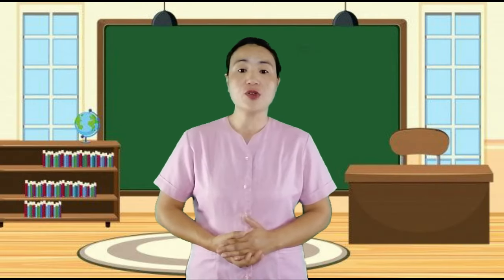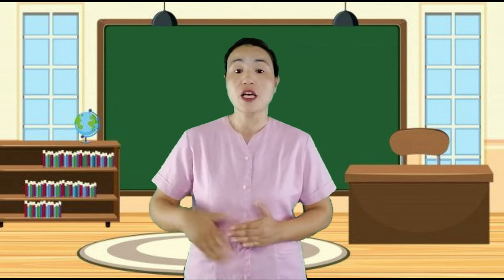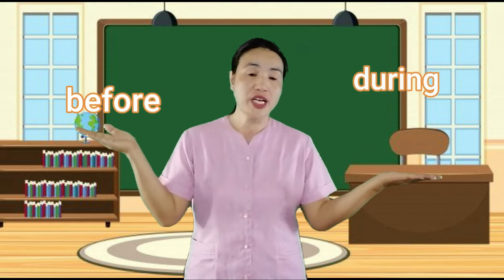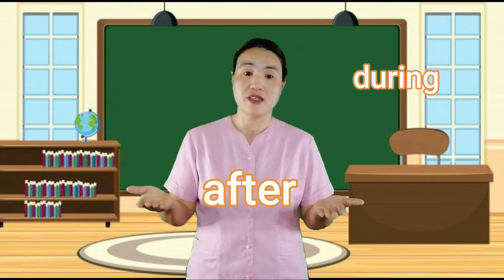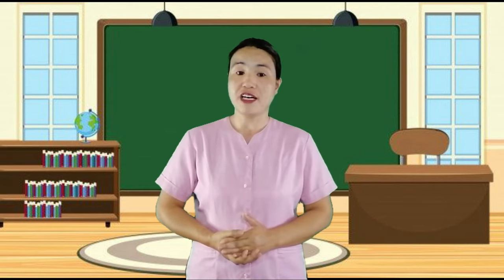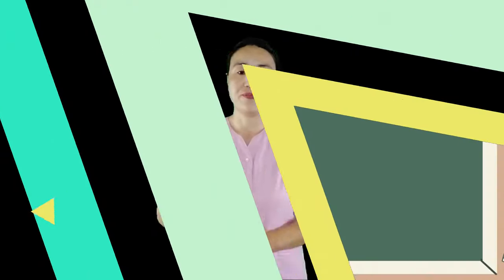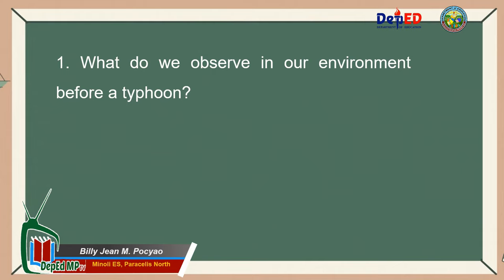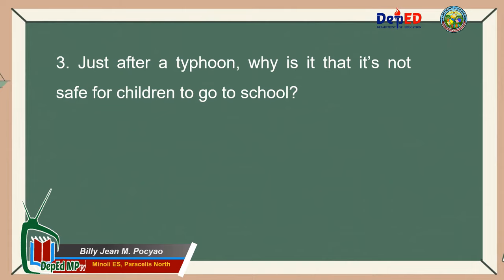You have learned the conditions of the environment before, during, and after a typhoon. Now answer the following questions. Number 1. What do we observe in our environment before a typhoon? Number 2. What about during a typhoon? Number 3. Just after a typhoon, why is it not safe for children to go to school?